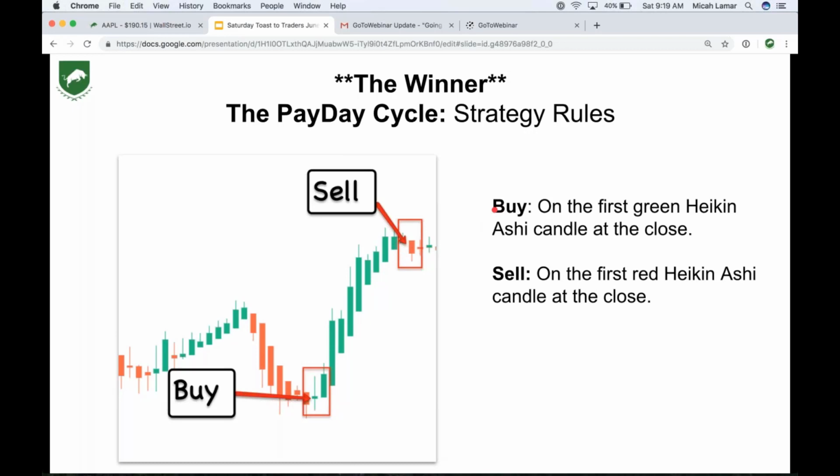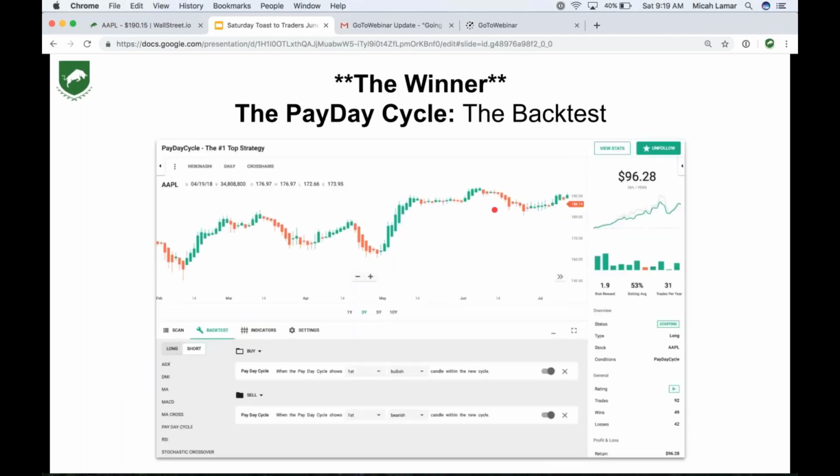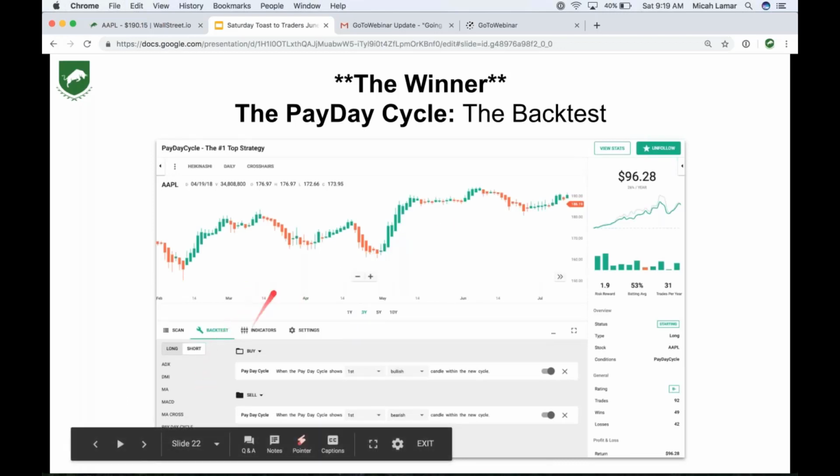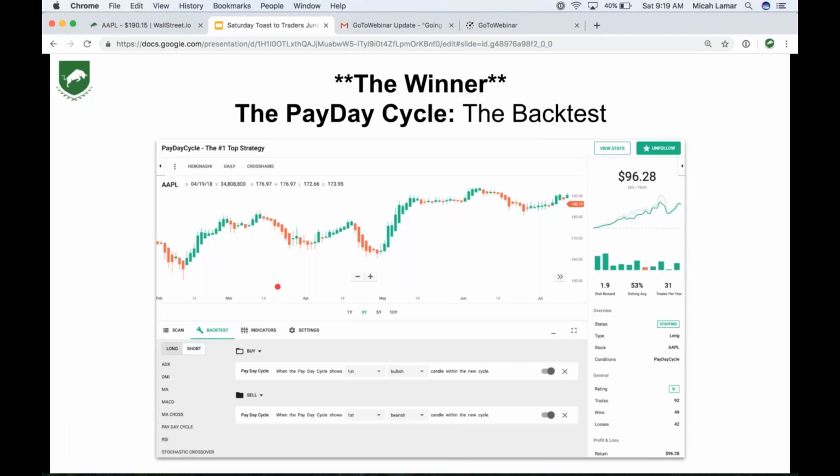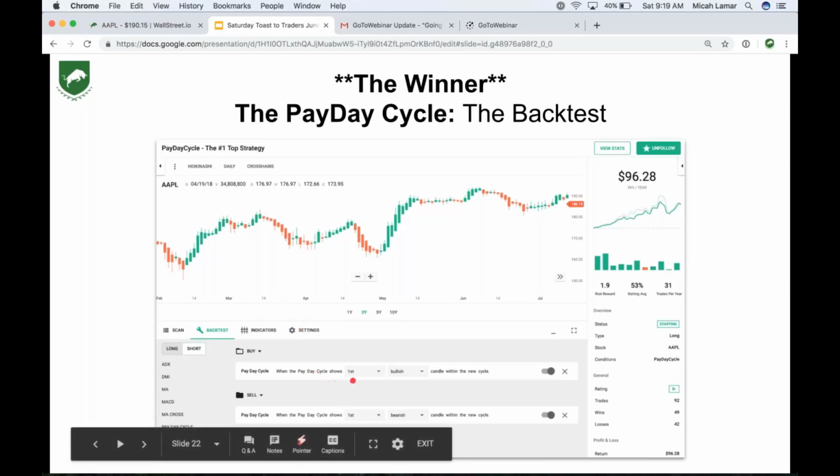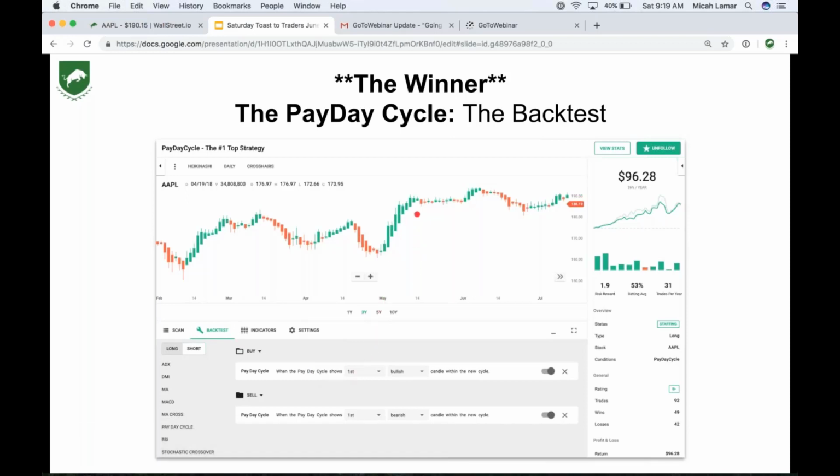Now, the idea here is that you're going to capture these naturally occurring cycles that are already happening anyways. And all of our backtesting is routed to the closing price, so that's what we're going to use to initiate the buys and sells. To backtest this, we're going to click on that backtest tab, and under the list of conditions, we're going to click on payday cycle. Again, what we're testing is buying on the first bullish one, which is the green one, and selling on the first bearish one, which is the first red one.